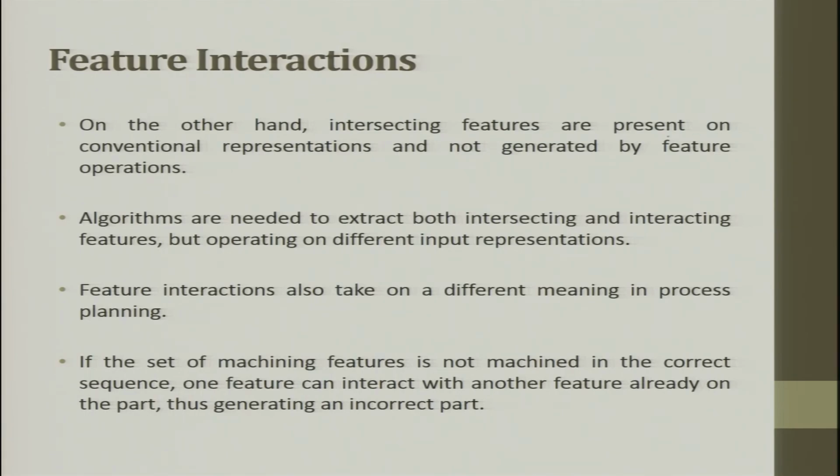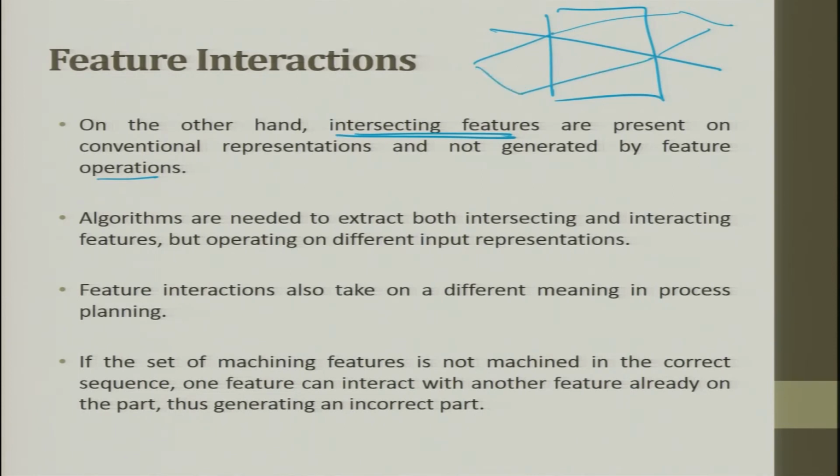Intersecting features are represented on conventional representations and not generated by feature operation. Intersecting features are always a challenge. For example, you have a cylinder, you have a plane that cuts it and then you get an ellipse, and now if this ellipse is attached to some other cylinder, then it is an intersecting feature, a cylinder and another cylinder going like this. Intersecting features are represented on conventional representation and not generated by feature operation.